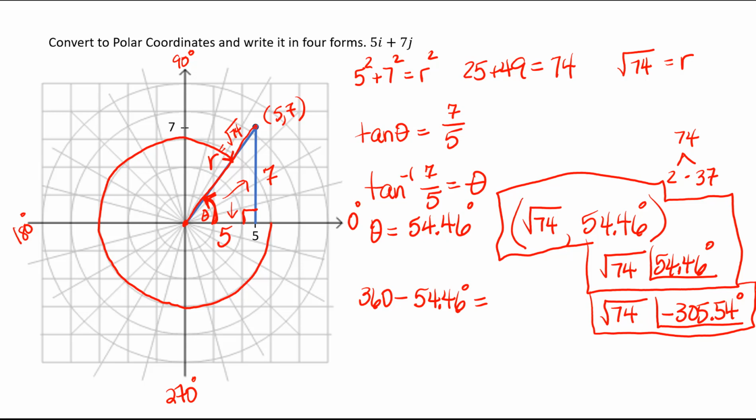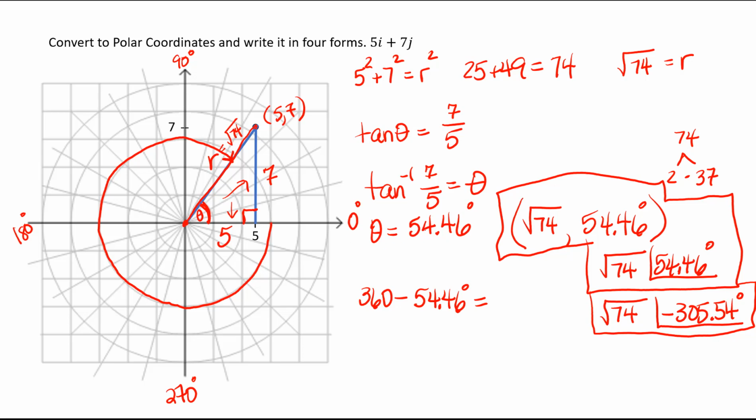Now, it is easy to get confused about whether you're supposed to add this to 270 or subtract it from 180 or what you're supposed to do. So you have to consider what angle is theta. Theta is the angle between the radius and the x-axis. So theta is right here.